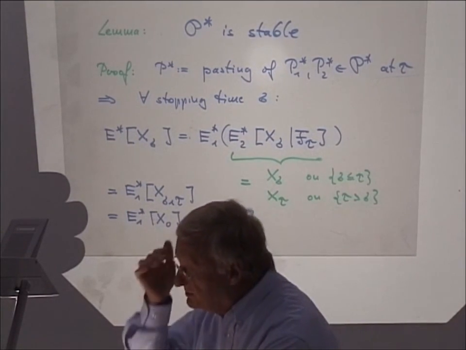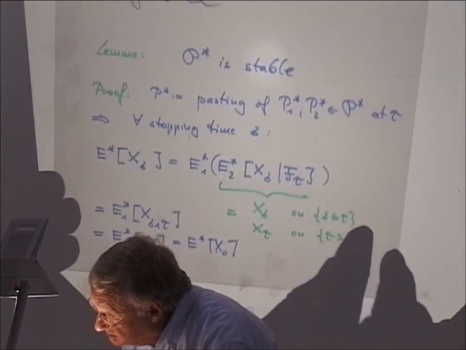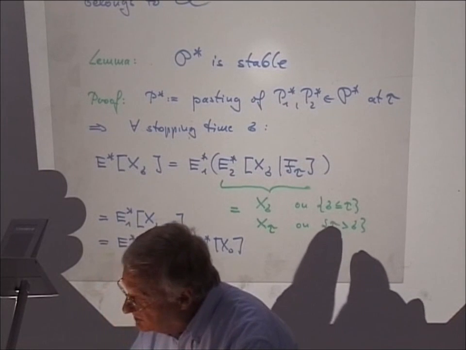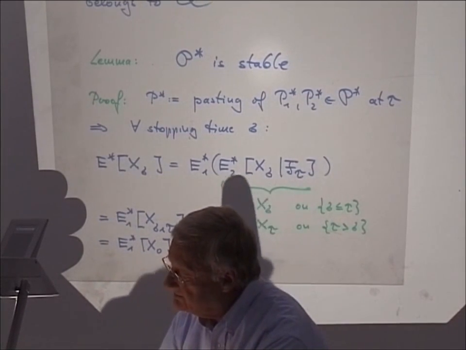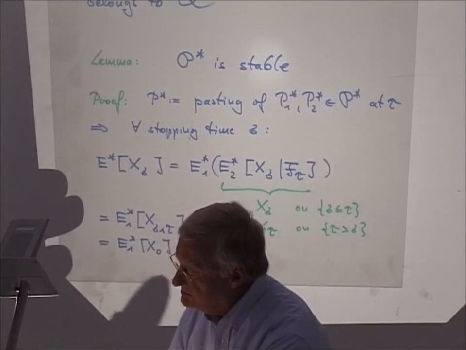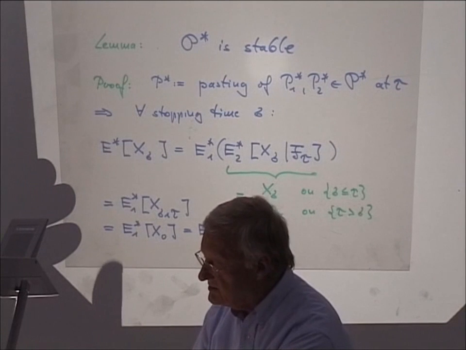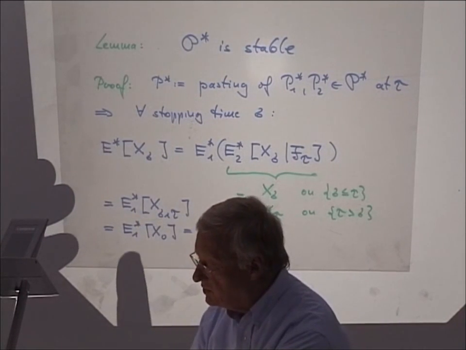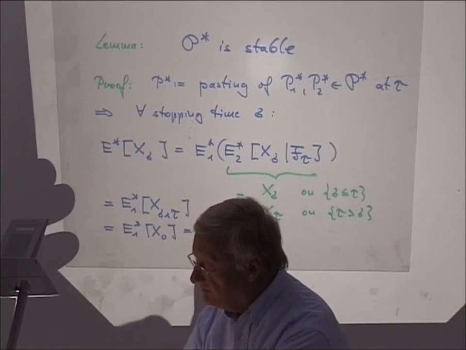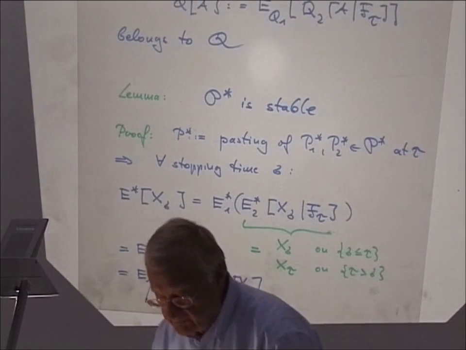Now by the martingale property, if sigma is bigger than tau, then by the martingale property, this is equal to x tau. So putting it together, we have this. This is some new stopping time, but the first measure is a martingale measure, so here the stopping theorem holds. And at time 0 anyway, P star coincides with P1 star, so that's a proof of stability.